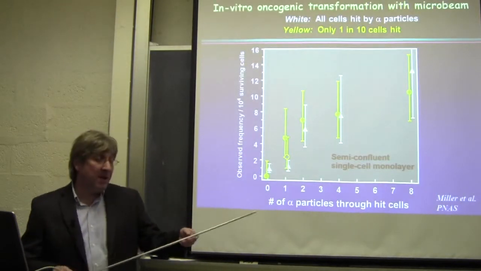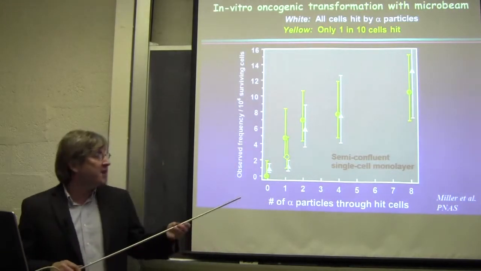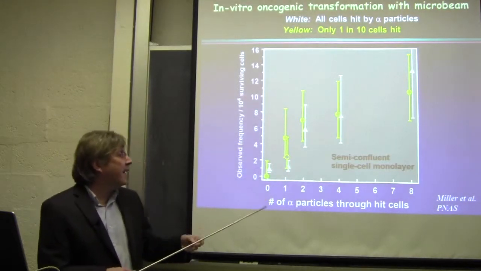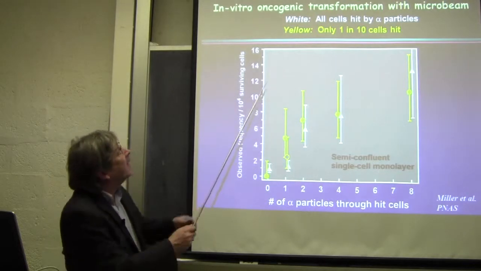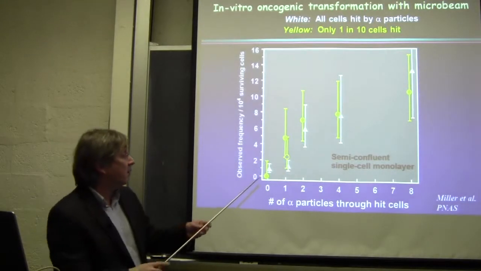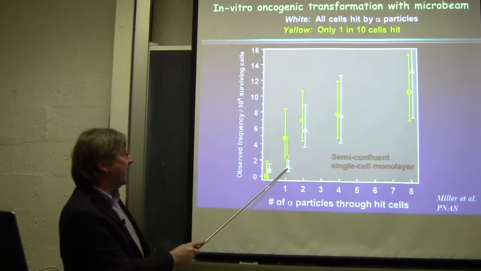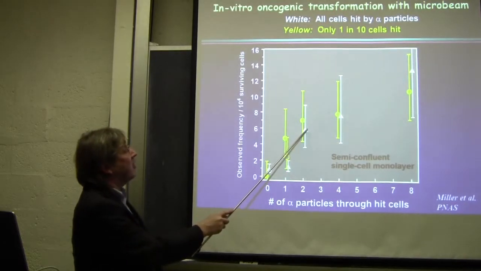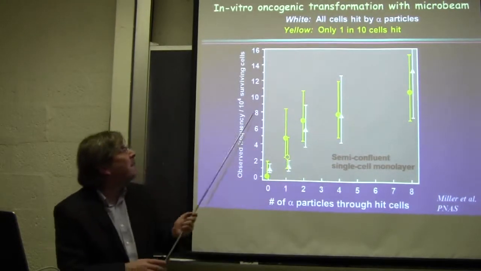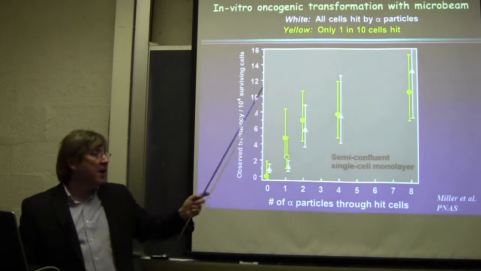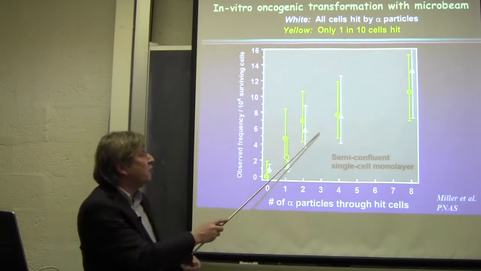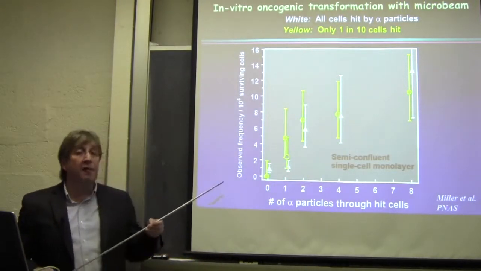And here's another result of an experiment with that sort of experimental design, oncogenic transformation. With the white curves, all the cells are being hit by alpha particles. So here every cell is being hit by one alpha particle, and the white triangle here, every cell is being hit by two alpha particles, by 4 or by 8. But the yellow curves, done with the microbeam, only 10% of the cells are being hit, either with 1, 2, 4 or 8 alpha particles.